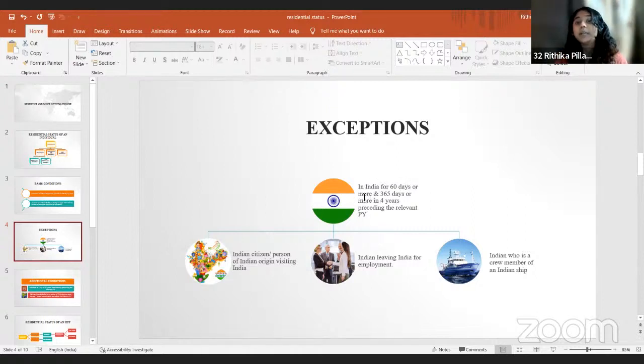So the condition will become in India for 120 days or more and 365 days or more in the 4 years preceding the relevant PY. Again, an exception where we won't consider this condition is that he is an Indian citizen leaving India for employment.